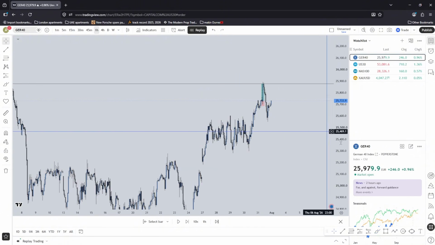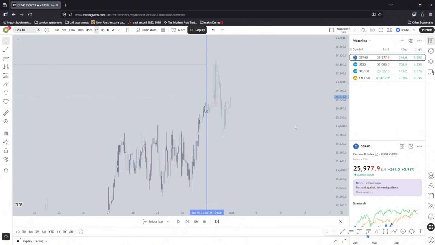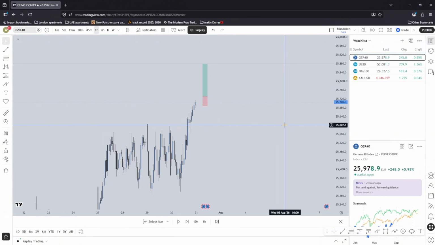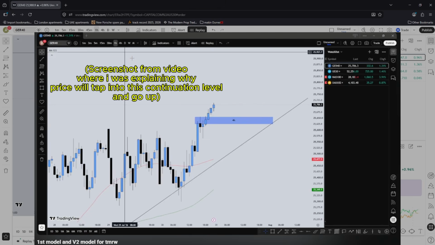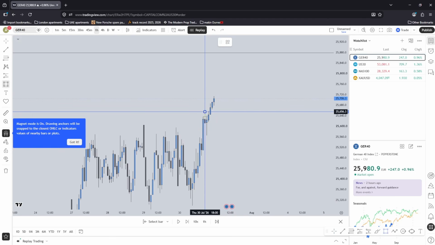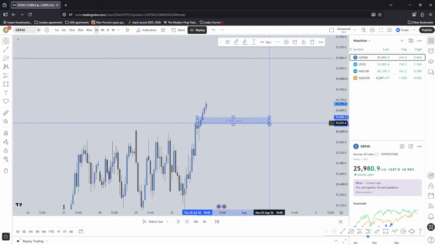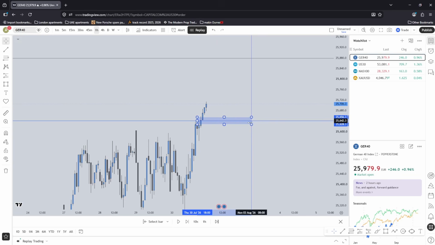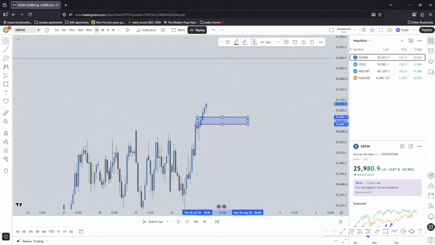And now let me actually go over this one because this one was super clean. This was my first model. So let's go back to this point. Okay, so let's go to 1H actually. And as you can see, this is the same exact level as I sent into my Discord. Okay, so this was our continuation level on a 4H. Okay, so every single day I'm posting these levels to my Discord with exact entry point, stop loss, TP, and stuff like that.